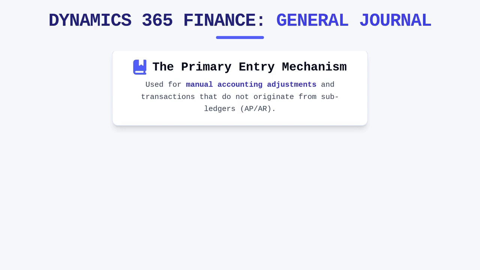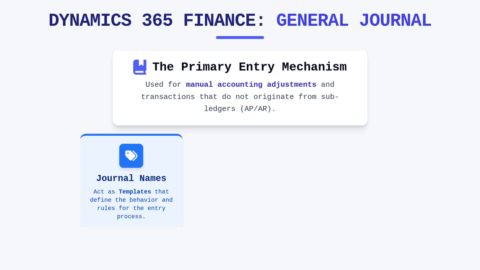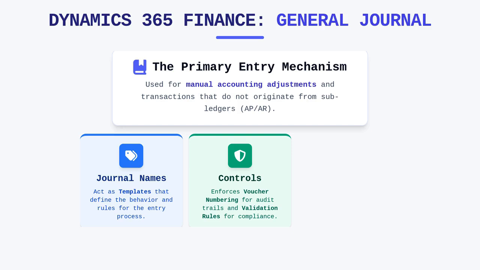To manage these transactions effectively, you must first define journal names, which act as templates controlling the behavior of the entry process. These names determine critical properties, such as the voucher numbering sequence, which ensures each financial transaction has a unique, traceable identifier. By configuring these sequences correctly, an organization maintains an audit trail that is both predictable and compliant with internal accounting controls. Furthermore, journal names can be configured to enforce specific validation rules, preventing users from posting entries that do not meet predefined criteria.